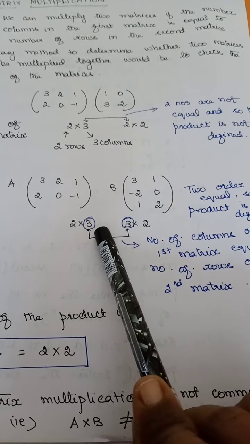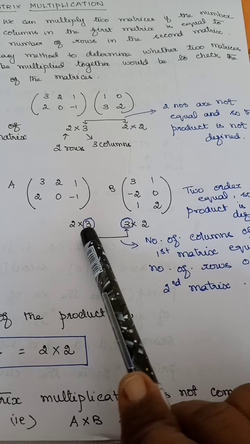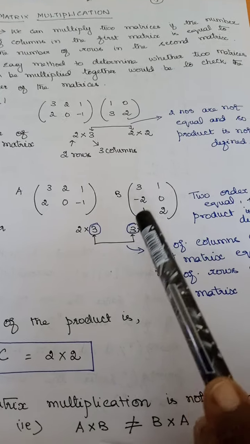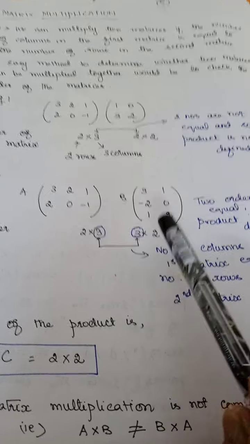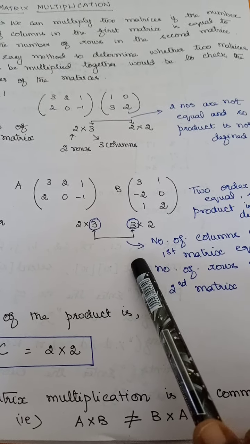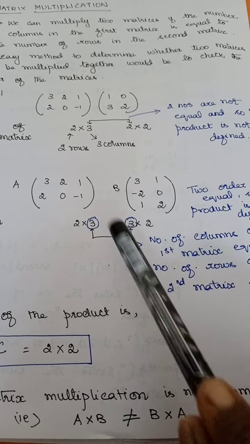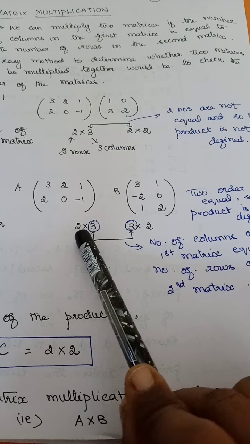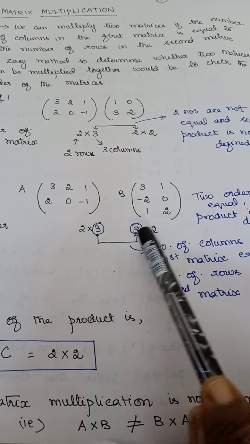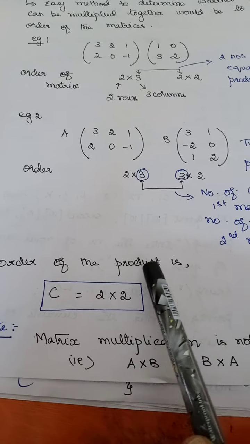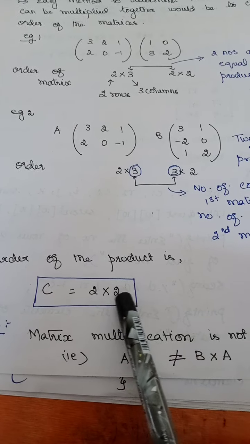Now here when you see, it is going to be 2 by 3 and here it is going to be 3 by 2. Both are different, right? So you might have a confusion. What is going to be the order of my resultant matrix or the product matrix? Just take the remaining numbers. What is the remaining number here? This is going to be 2. This is also going to be 2. So the order of my product matrix is 2 by 2.